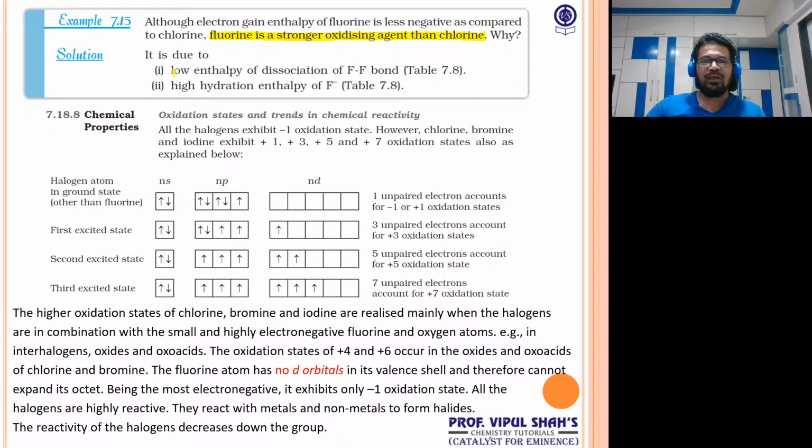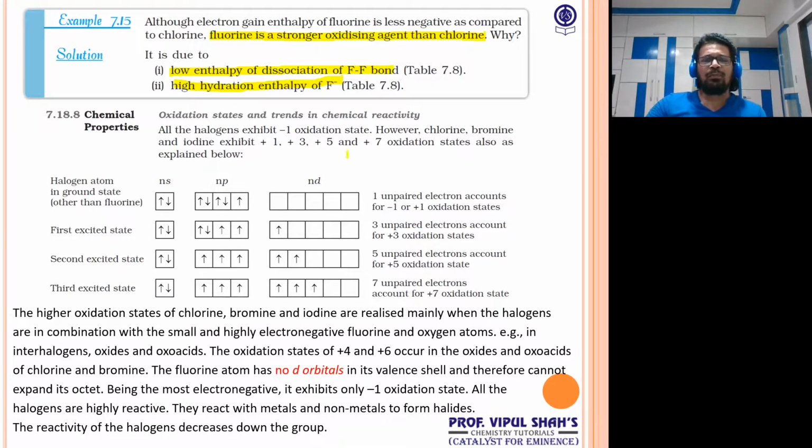Low enthalpy of dissociation. People, I told you the order right now only: Cl2, Br2, then F2, and then I2. And second, high hydration enthalpy to form F minus. These two reasons make it the strongest oxidizing agent. Mark this question important. Okay.